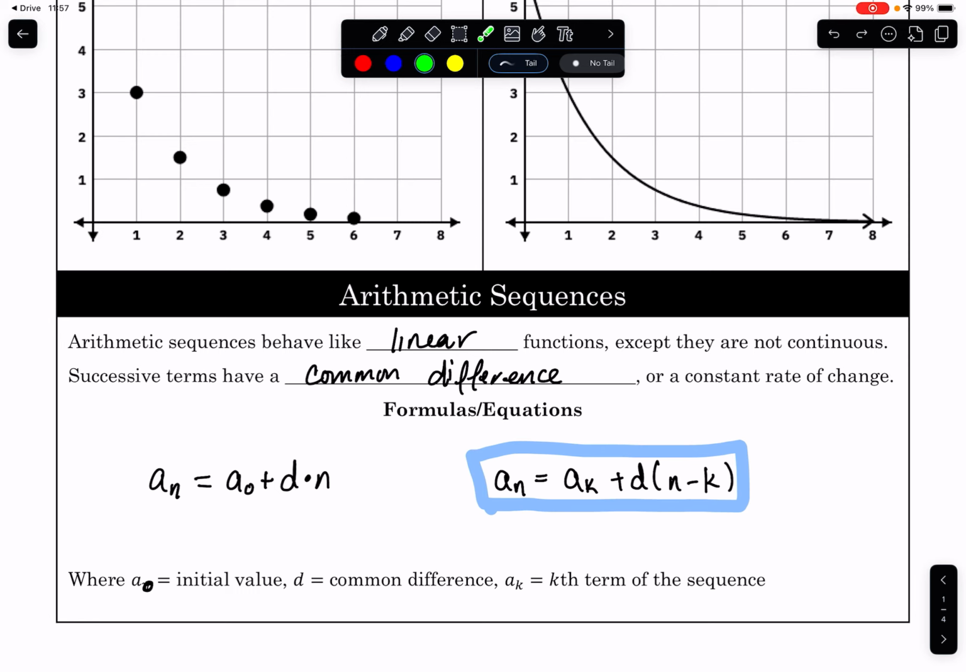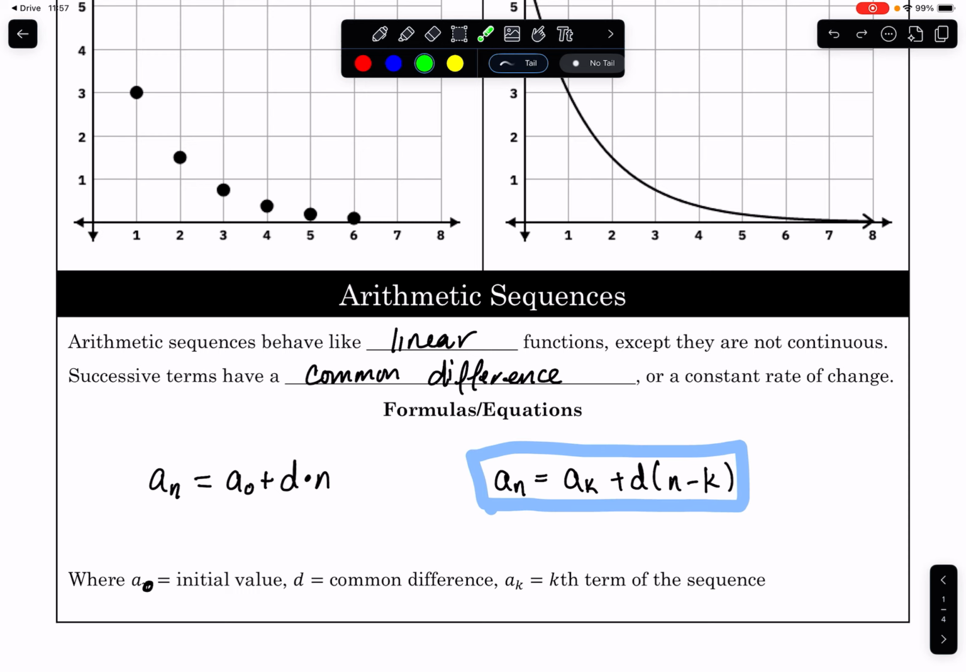A couple of things you should note: arithmetic sequences behave exactly like linear functions, except that they're not continuous. Increasing arithmetic sequences increase equally for each step. In other words, the slope always stays the same. Decreasing arithmetic sequences always decrease equally each step, so they go down by the same value every single time.